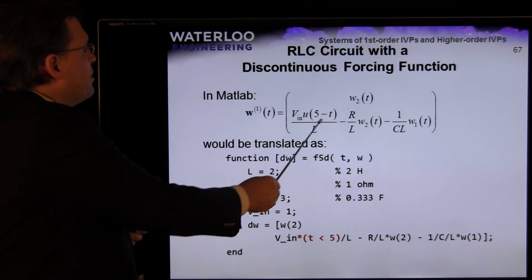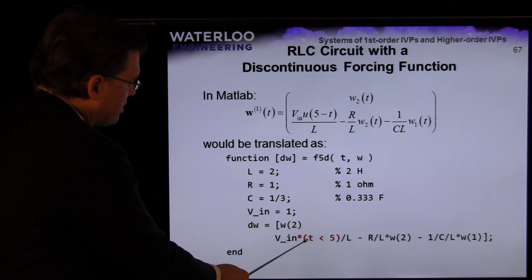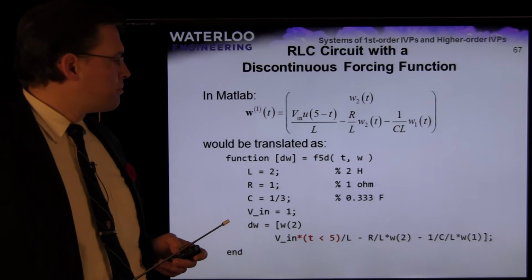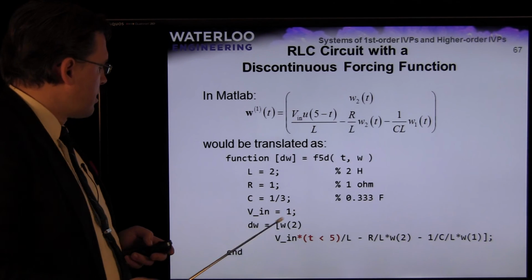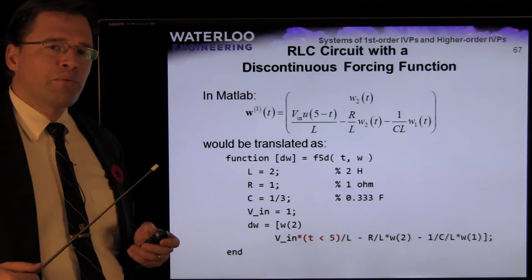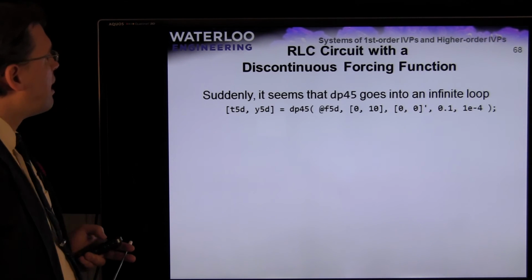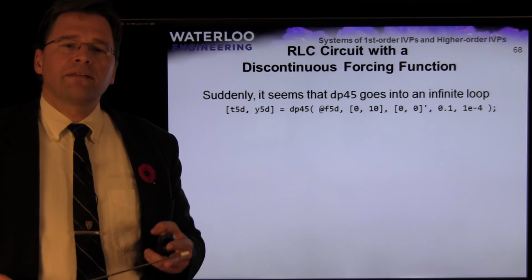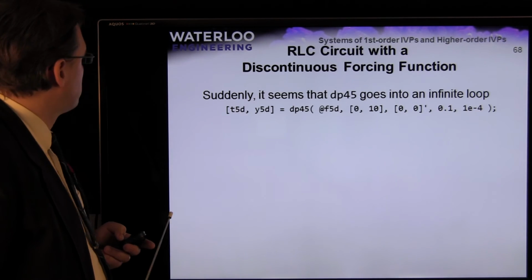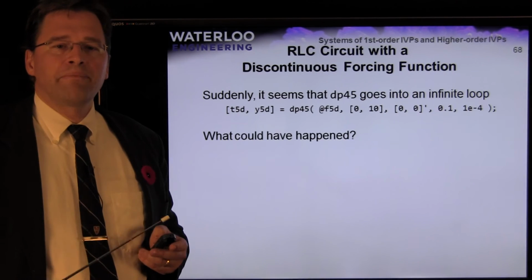In Matlab, we can implement this as time less than 5 times our input voltage. Input voltage is still a constant, so we don't need element-wise multiplication. However, if we now try to approximate it, Matlab seems to go into an infinite loop. Try using Control-C if you try this.